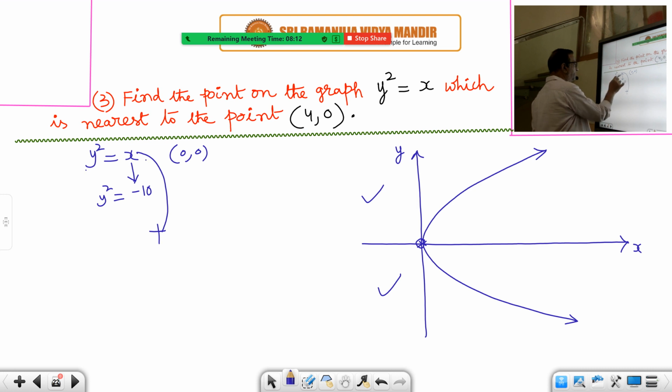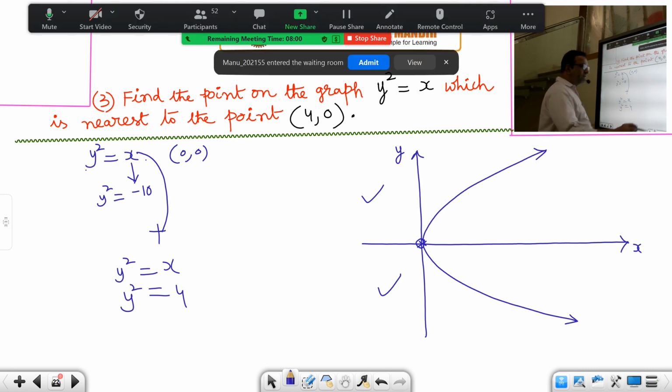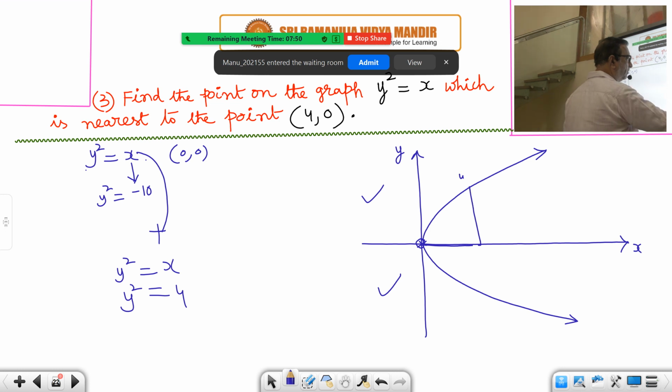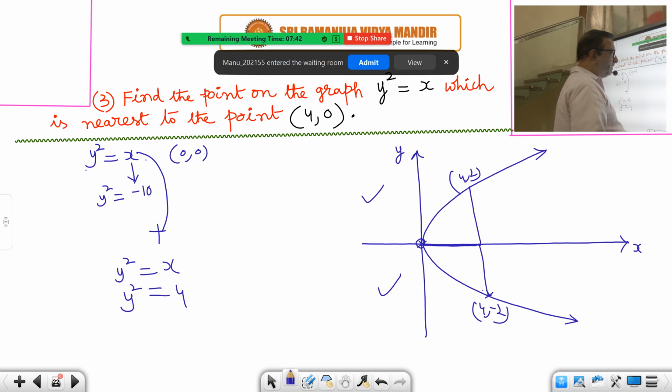Then y square is positive means y will get two values. For example, y square is equal to x. Suppose x is equal to 4. Y square is equal to 4 means y is equal to what? Plus or minus 2. So, x is equal to 4, y is 2. X is equal to 4, y is minus 2. Like this, for every point above the x-axis, its reflection in the x-axis also will be there in the graph.